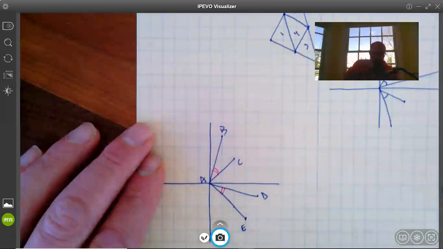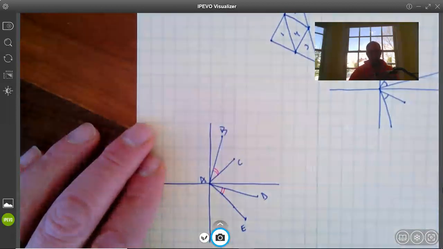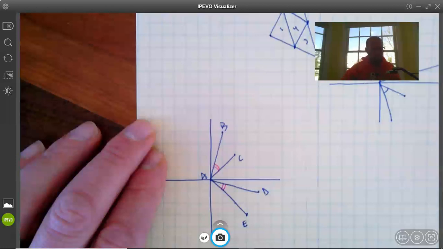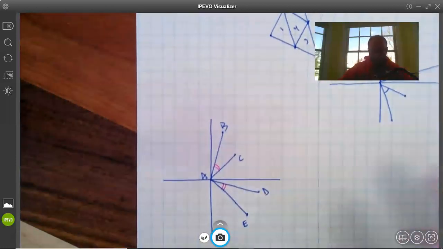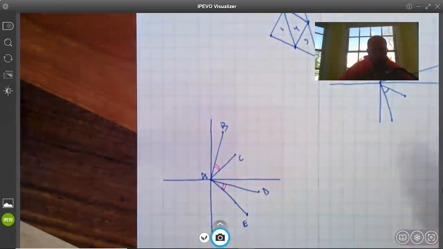Okay, we've got two angles here, angle BAC and angle DAE. And we're trying to show that these two angles are the same size, which is a little bit difficult since it's kind of hard for us to measure angles in this particular situation. Without measuring them, how are we going to know they're the same?